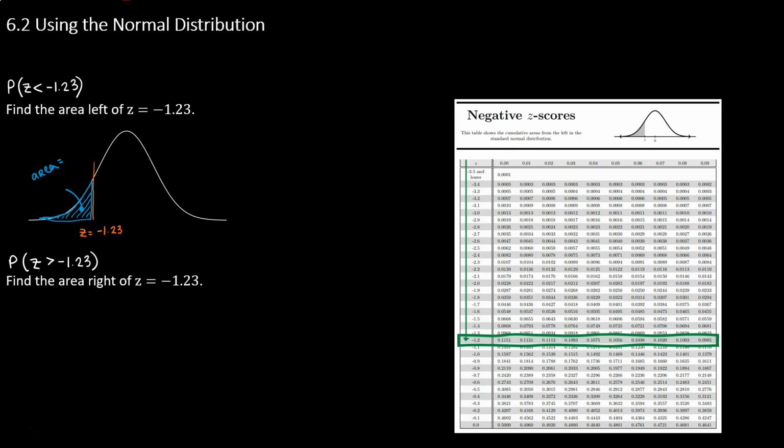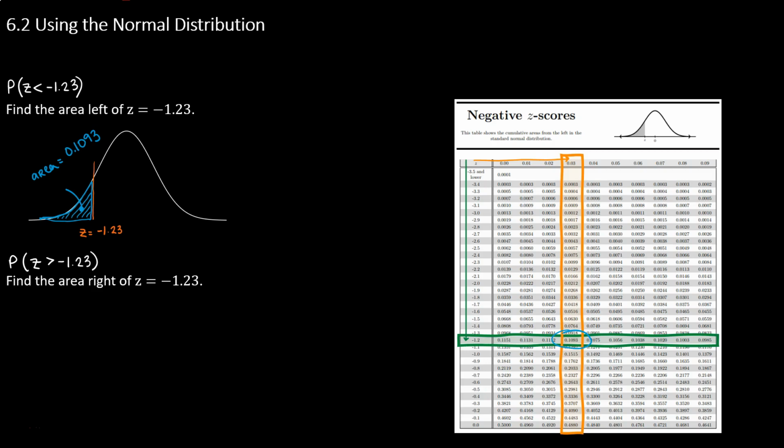I need to pick one of the areas in this row, but to pick the right area, I need to find the column that has a 3 in the hundredths place, since my z-score has a 3 in the hundredths place. So I'll read across the top until I find the column that has 0.03, and then I just need to look at the overlap from the row and the column so that I can read the z-score of negative 1.23. The area is 0.1093. So for left-sided areas on a normal distribution, all we need to do is find the z-score on the table and then pick out the associated area.